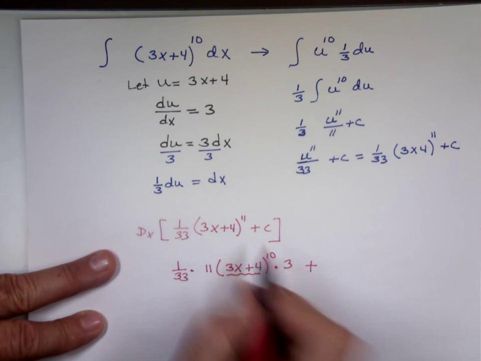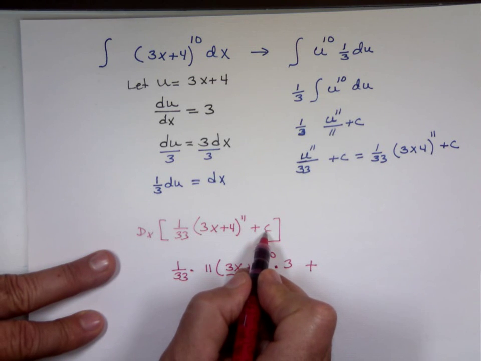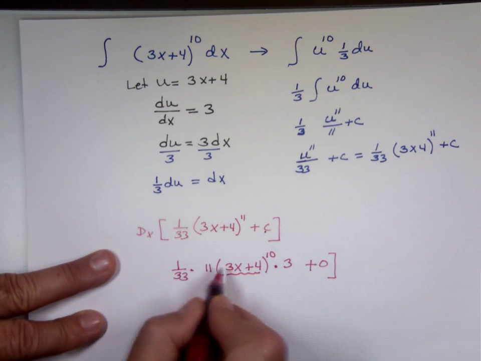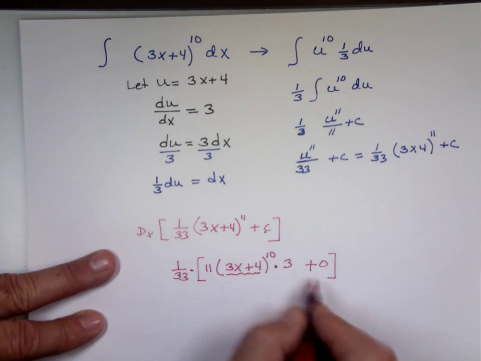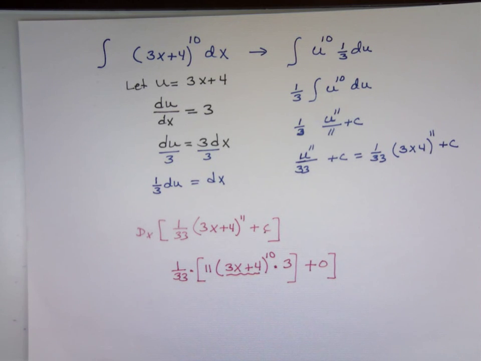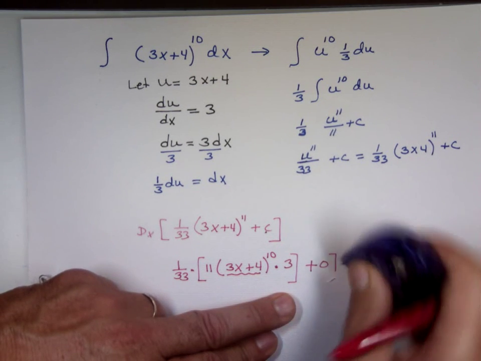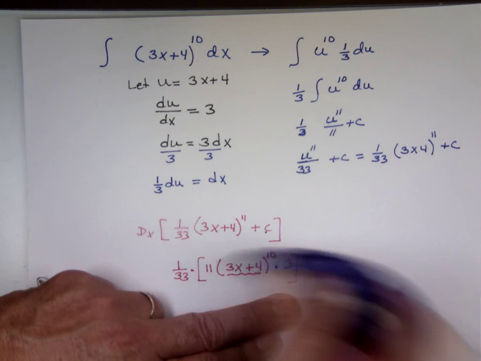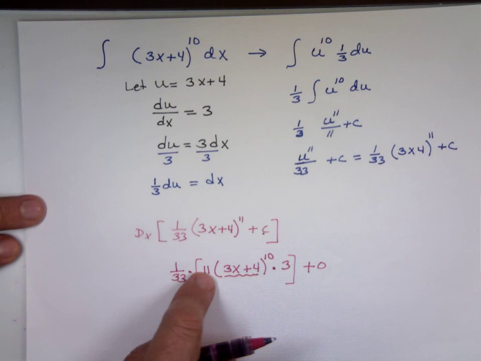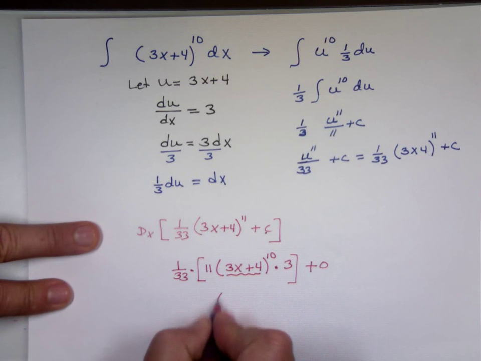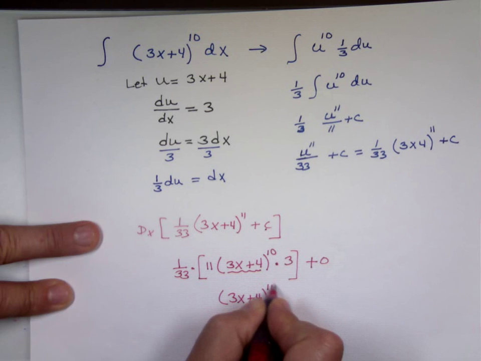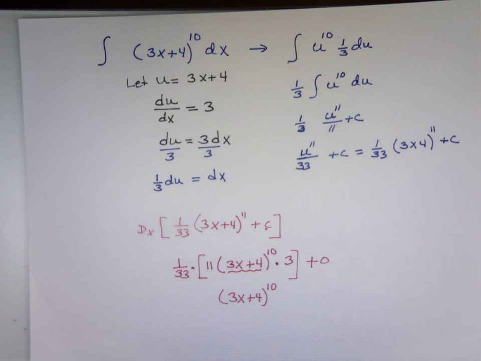Plus, what's the derivative of any constant? 0. 3 times 11 is what? 33 times 1 over 33, they cancel. What's left? 3x plus 4 to what power? 10. Was that this one? Yes, it is.